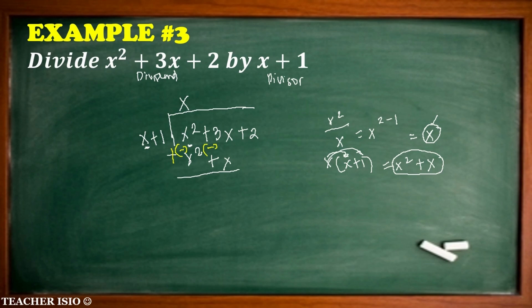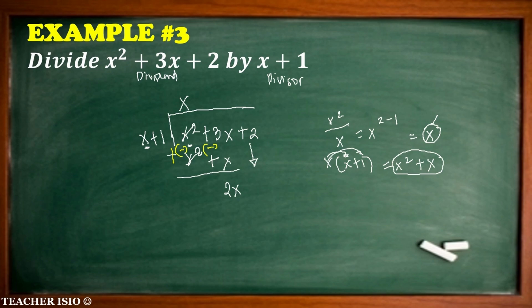So, we have 3x plus negative x kasi negative na. So, we have plus 2x. Next, x squared plus negative x squared. So, 0 na yan. So, plus 2x na lang siya, or just simply 2x. Next, i-bring down natin yung next term, which is plus 2.